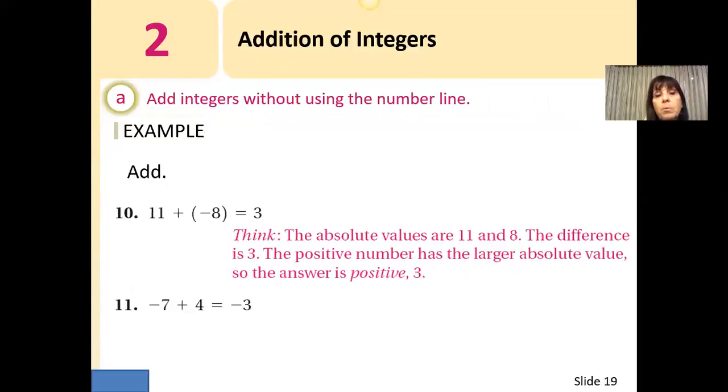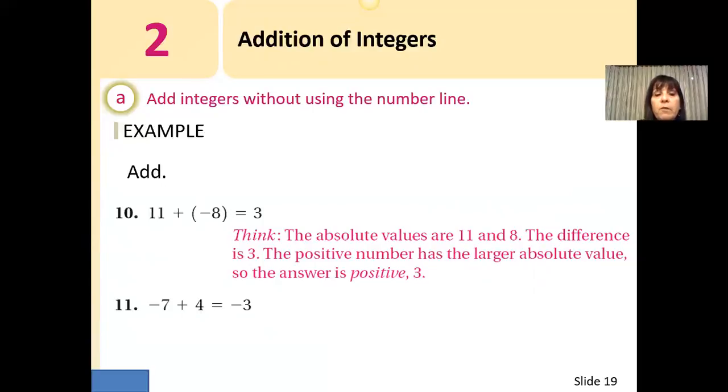So here's an example of that. If I have positive 11 plus a negative 8, you subtract the 11 minus the 8, that gives you a 3, but the larger one is positive, so that will give you a positive 3. The second one, negative 7 and 4, if you subtract the 4 from the 7, that will give you a 3. The larger number is the negative, so you will keep the sign as negative.